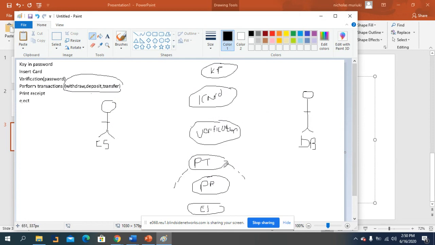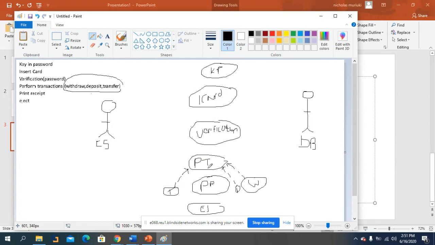We have some other relations. Allow me to use that because of space. And this one that we are supposed to have is withdraw. The next one is deposit, and the next one is transfer. So these are relations that depend on this process. That's why I have already presented it using the dotted arrows. But I don't want to go to that extent for now.